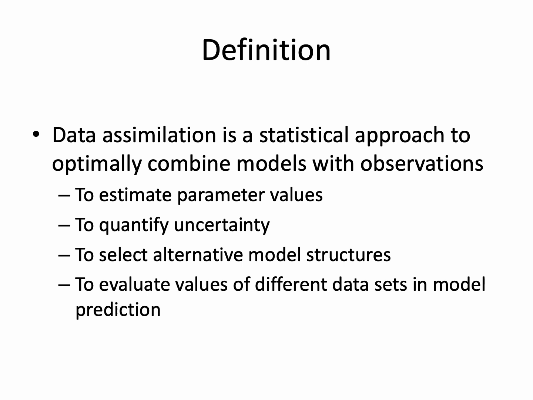Data assimilation is a statistical approach to optimally combine models with observations. The utilities of data assimilation include estimation of parameter values of a model, quantification of model uncertainty, selection of alternative model structures, and evaluation of the values of different data sets to constrain model predictions.